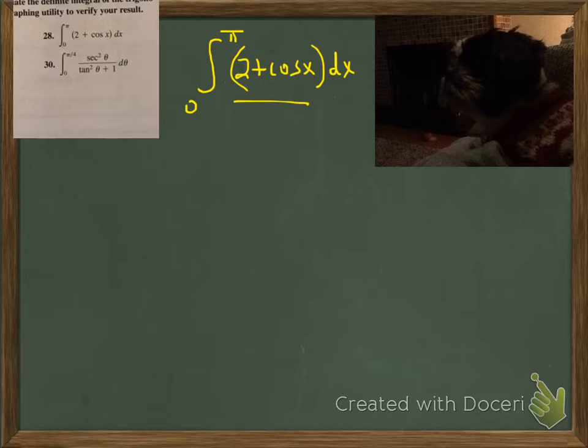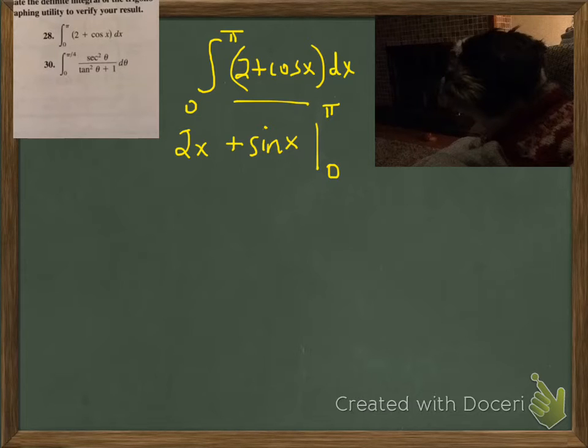Integral of 2 is 2x. Integral of cosine is sine. Always worth checking to make sure that you have the correct sign in front of your trig function. The derivative of sine is cosine, so we're good. From pi down to 0.